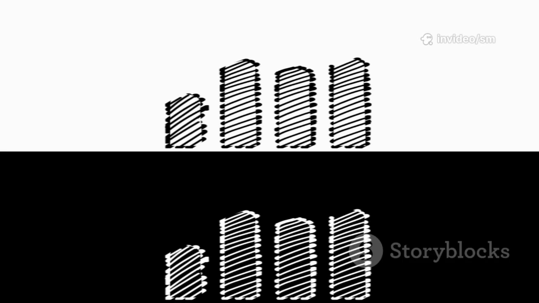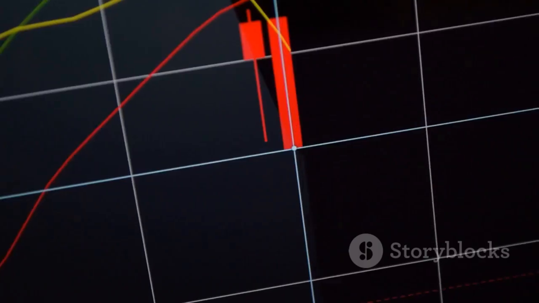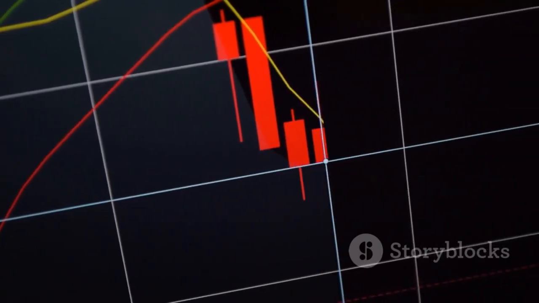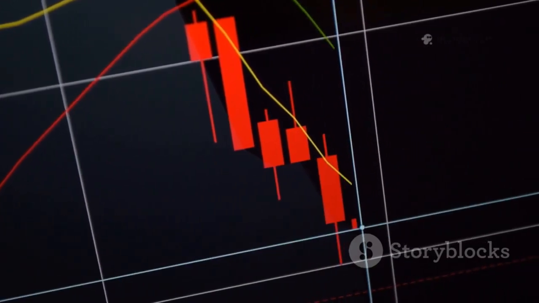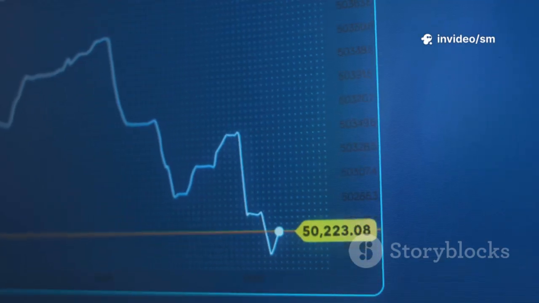Ascending triangles show higher lows pressing against flat resistance. Bulls are gaining ground. A breakout above resistance signals a strong buy. Descending triangles have lower highs pressing against flat support. Sellers are in control. A breakdown below support is your short signal.